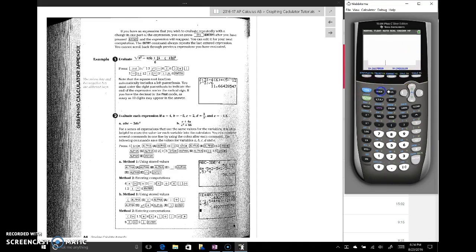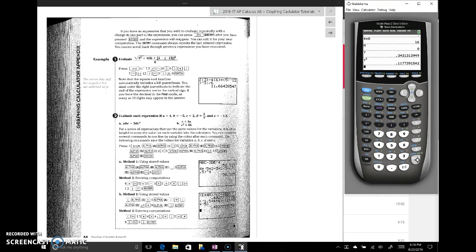All I need to do is quit out of the graph, and I can press alpha Y squared. And that gives me the value squared. So that is very, very useful in the calculator section of the test because you're saving time and you're reducing your chance for clerical error. So it's really a habit that you want to start getting into.